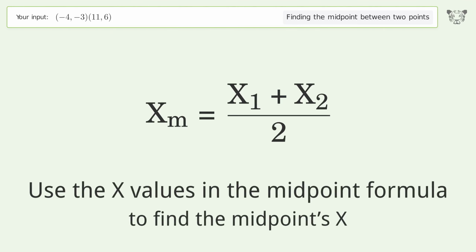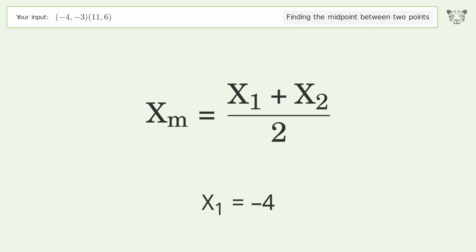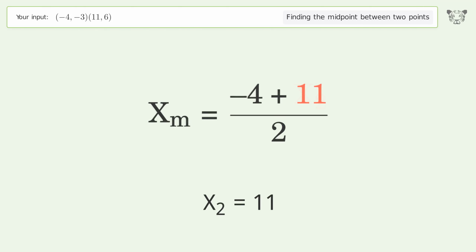Use the x values in the midpoint formula to find the midpoint's x. x1 equals -4. x2 equals 11. Simplify the arithmetic.